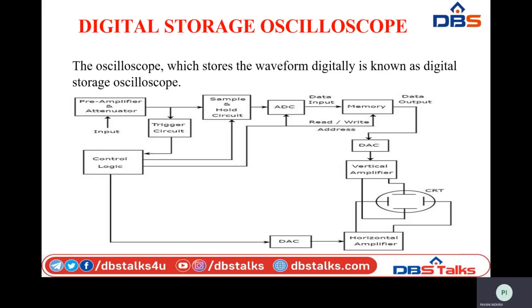Here the main advantage over other oscilloscopes is that the digital storage oscilloscope has memory, such that whenever we require the signal to be displayed on the screen, it is directly read out from the memory. So instead of storing separately, the samples can be stored in the memory so that easily they can be displayed on the screen.